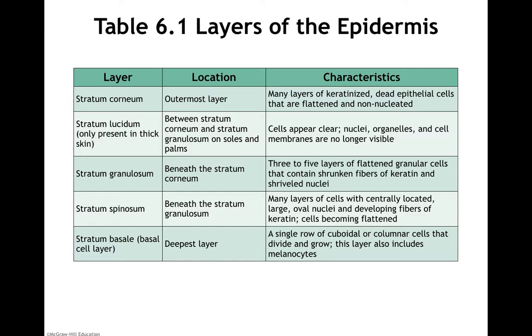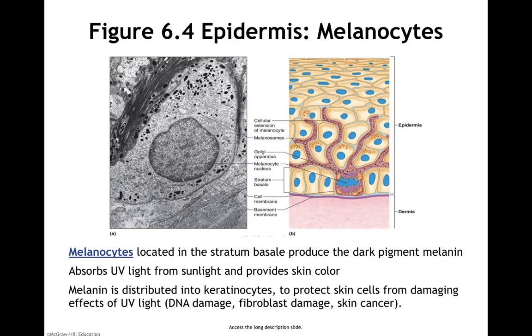Those are the 5 layers: stratum corneum, lucidum, granulosum, spinosum, and basale. Remember, lucidum is only present in thick skin. They have some specific characteristics which you should go through. Also in the skin, we find melanocytes.